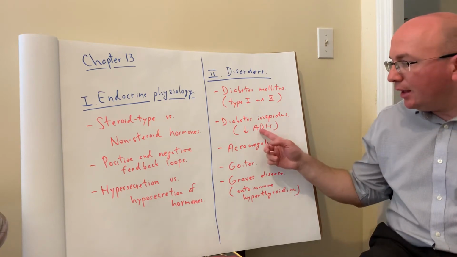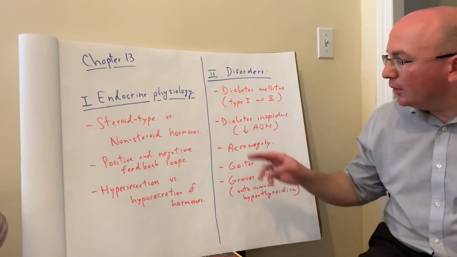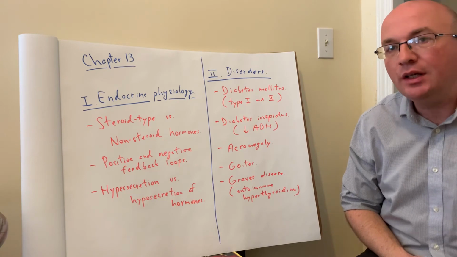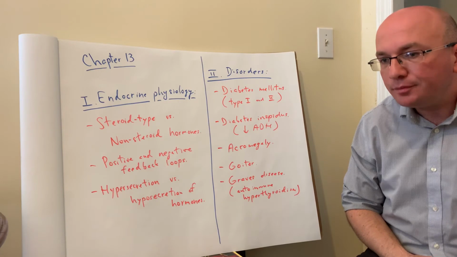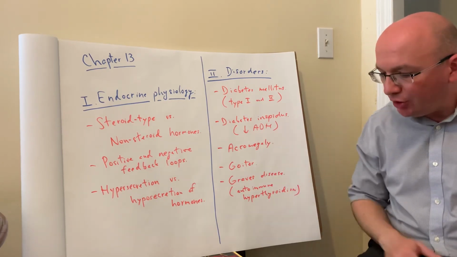Again, decreased amounts of antidiuretic hormone. This is diabetes insipidus. These people are often very thirsty. They have polyuria, polydipsia, these kind of symptoms because of lack of ADH in the body.